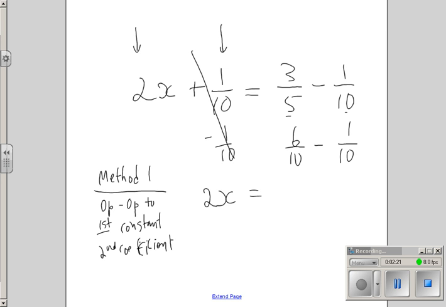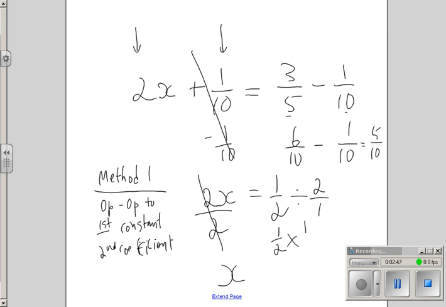6/10 take away 1/10. Now that we have same denominators, I keep the bottom, and I subtract the top, so I get 5/10, which we know reduces down to 1/2. So that's our first step gone. I subtracted the constant from both sides. Now I can multiply or divide both sides by 2. Here I get x. But dividing a fraction by 2 requires me to look at it like this. I change it to multiplication by the reciprocal, which we already had a video on, and I end up with x equals 1/4.